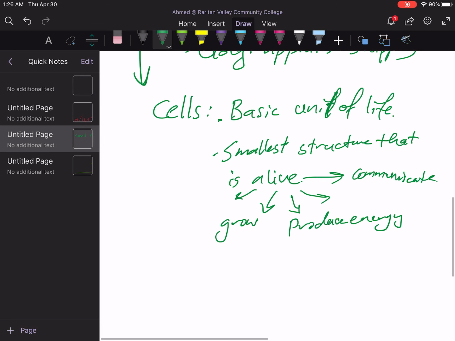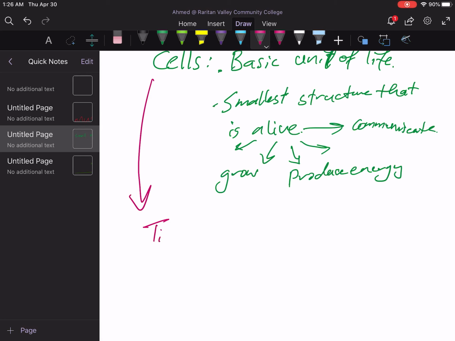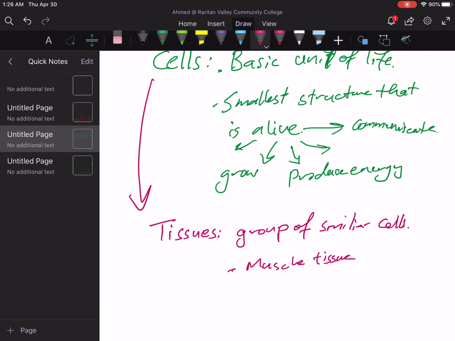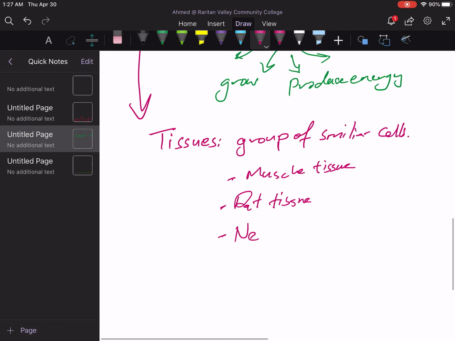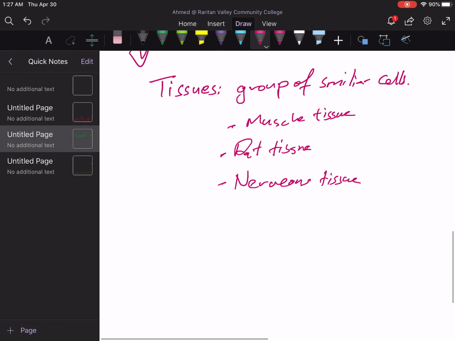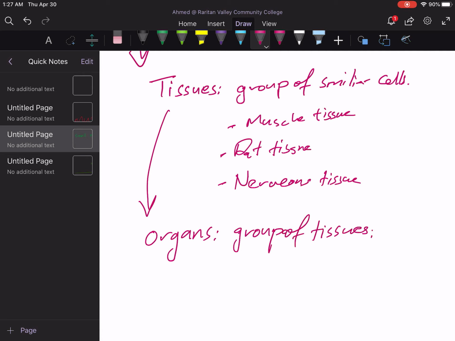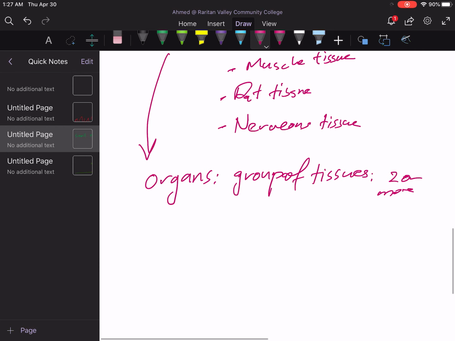However, this group of cells can come together and they will form tissues. Tissues are groups of similar cells. We have muscle tissue, fat tissue, nervous tissue. Different groups of tissues can come together and also form organs. So organs are groups of tissues. These could be 2 or more tissues, maybe 3, 4, 5, depends.